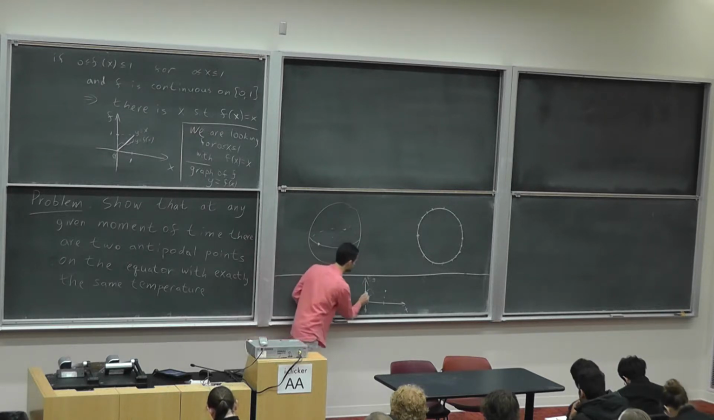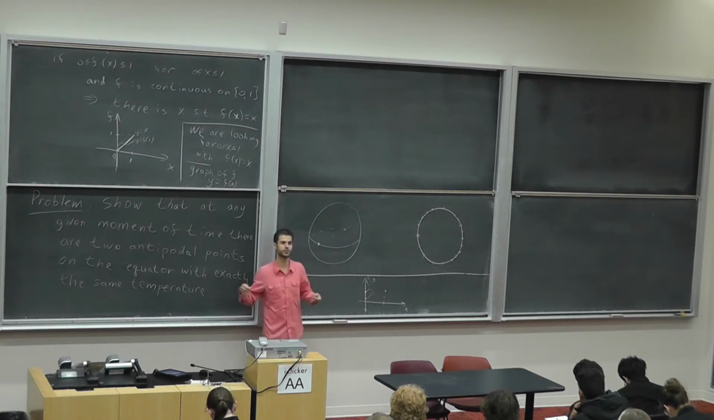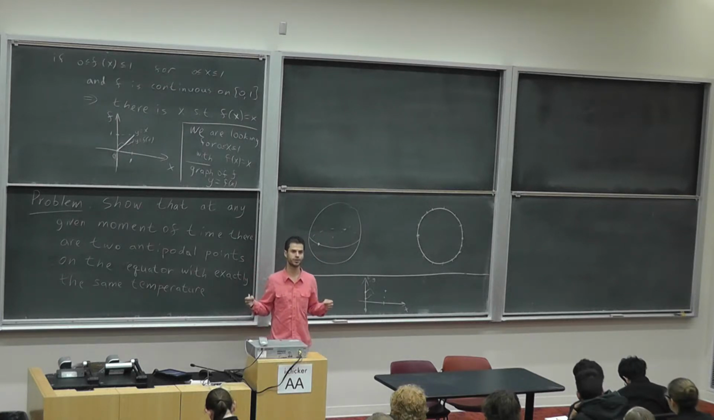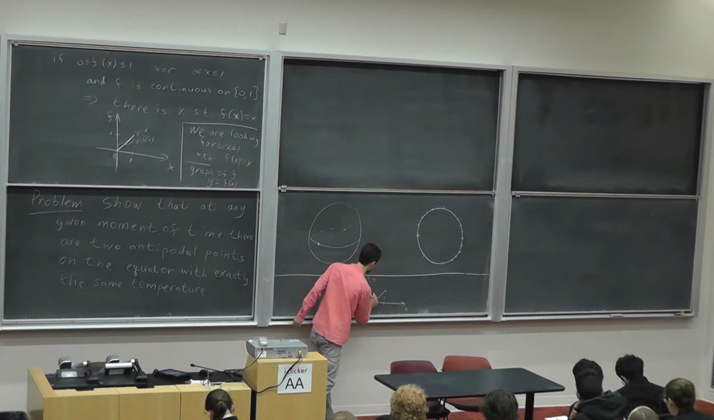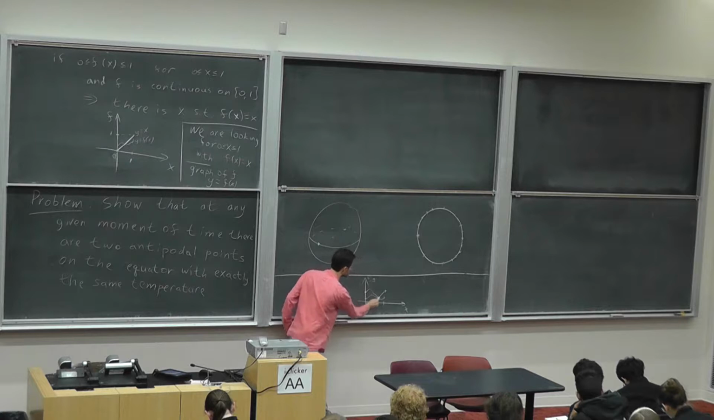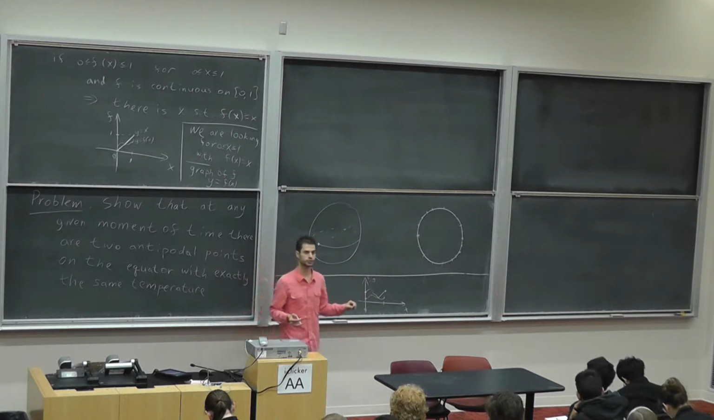Is there a way to connect this point to that point and this one to that point without the graphs ever crossing each other? Well, no. So if I want to connect this to this and this to that, there must be a point somewhere in between where the graphs will cross each other.